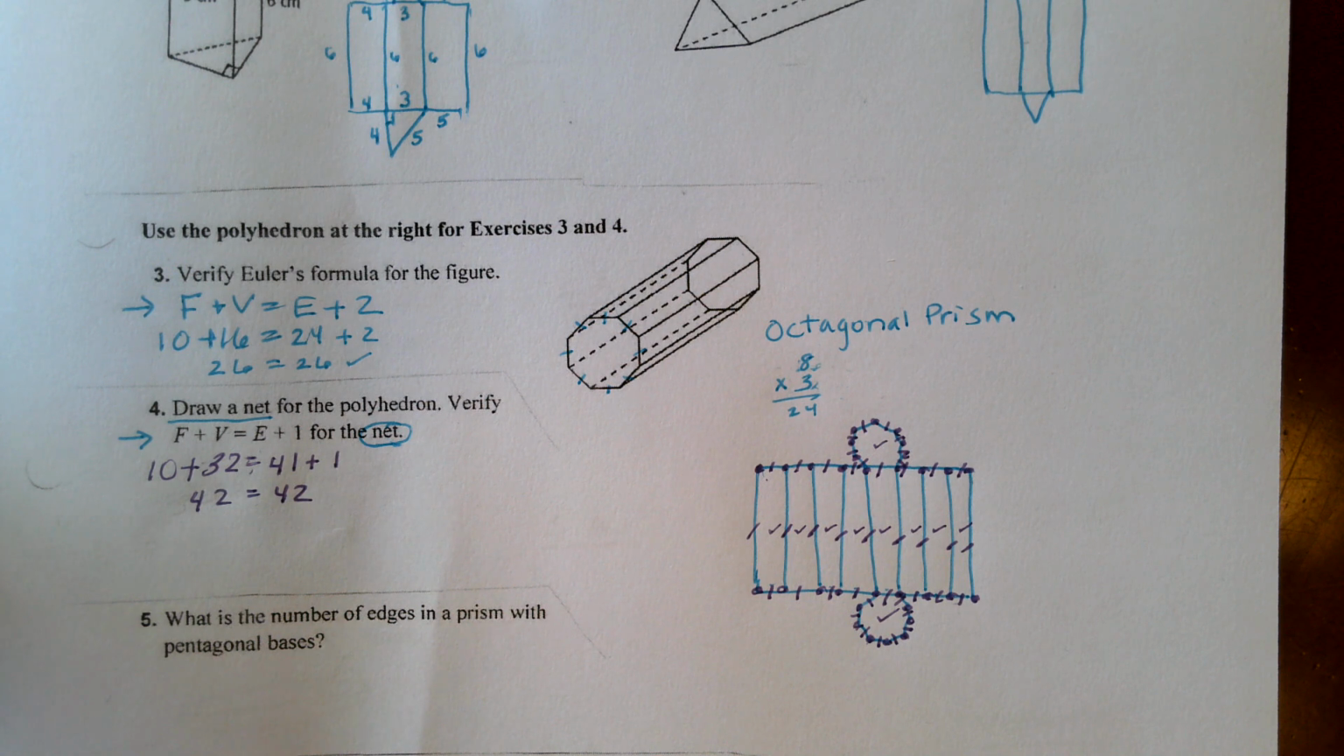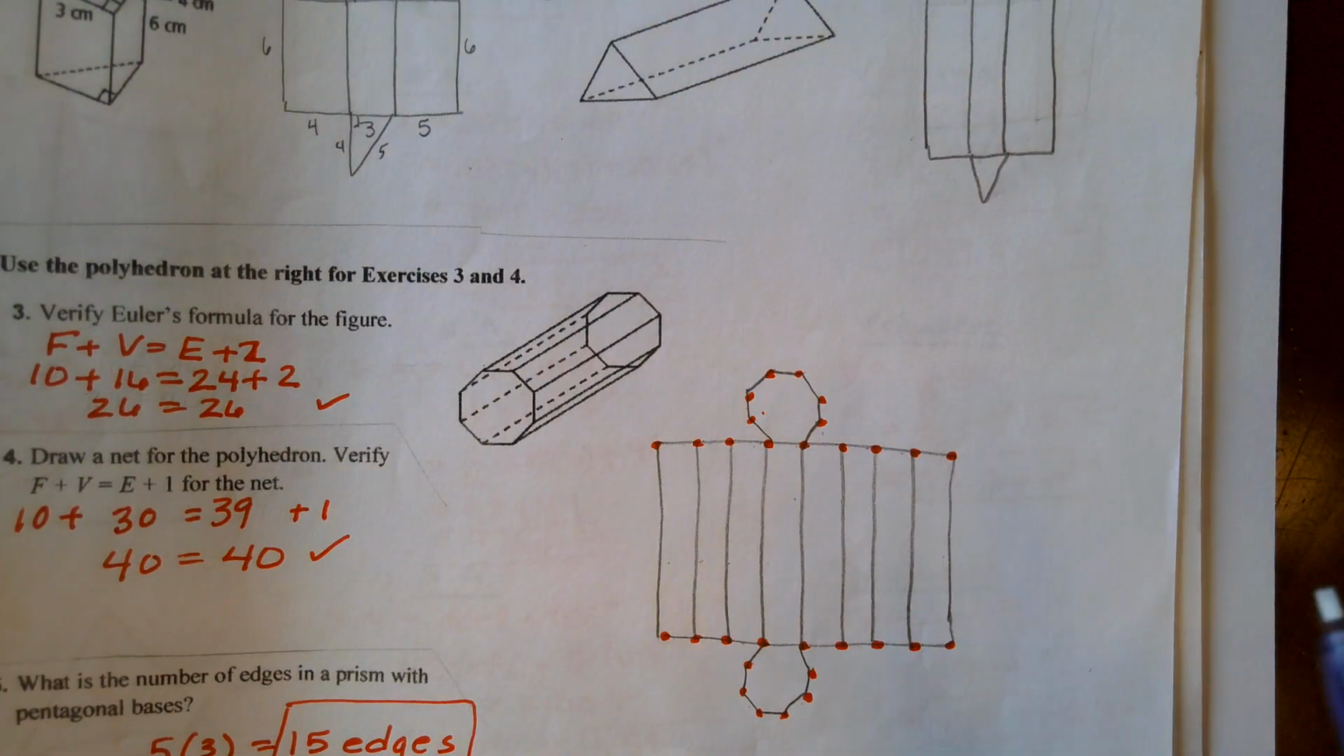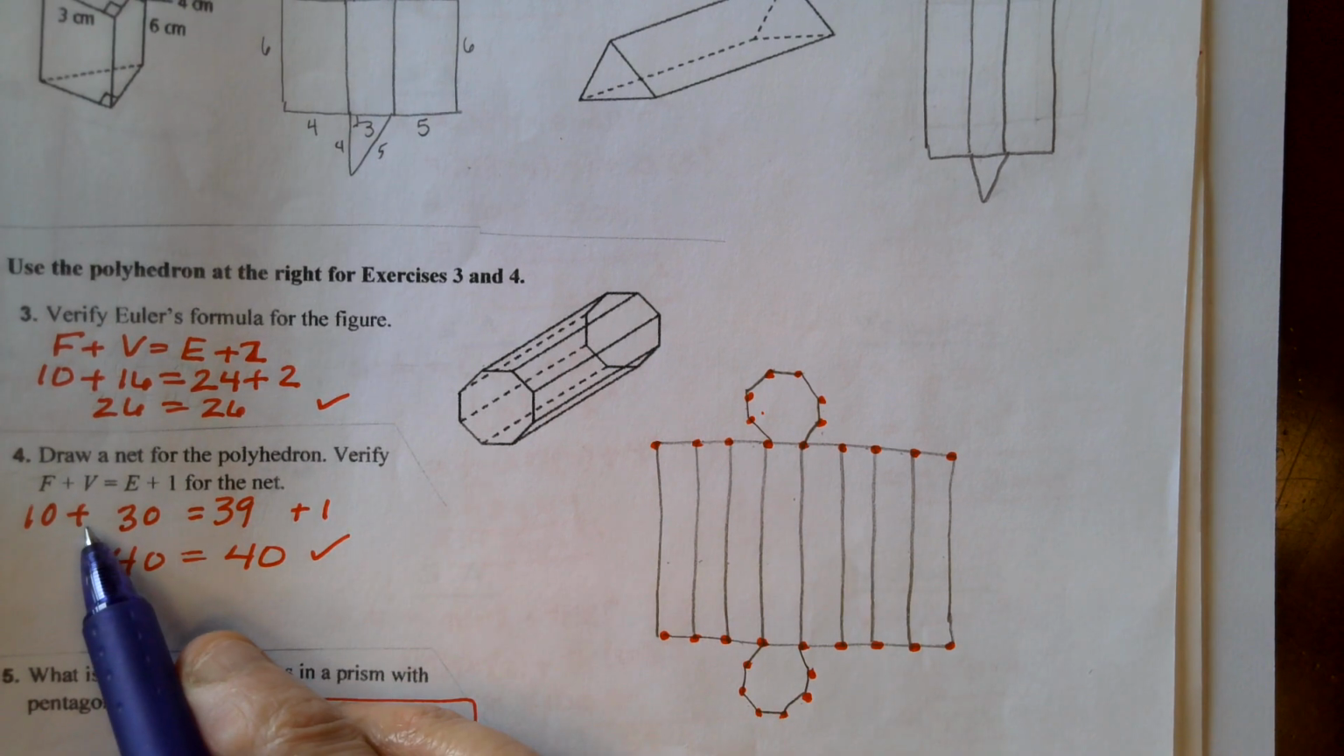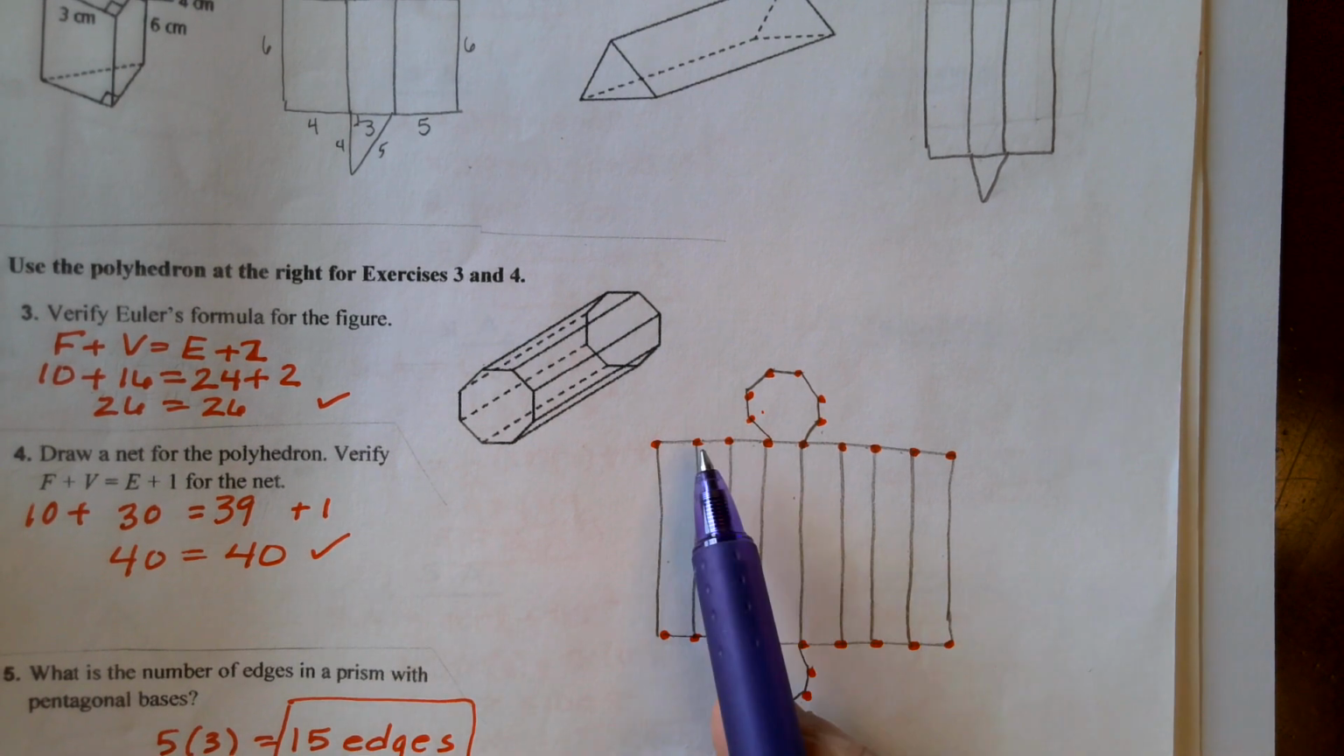Actually, my review sheet says it was 30, and I must have gotten wrong. 1, 2, 3, 4, 5, 6, 7. No. I'm looking at this right now to see what I counted wrong for the vertices.